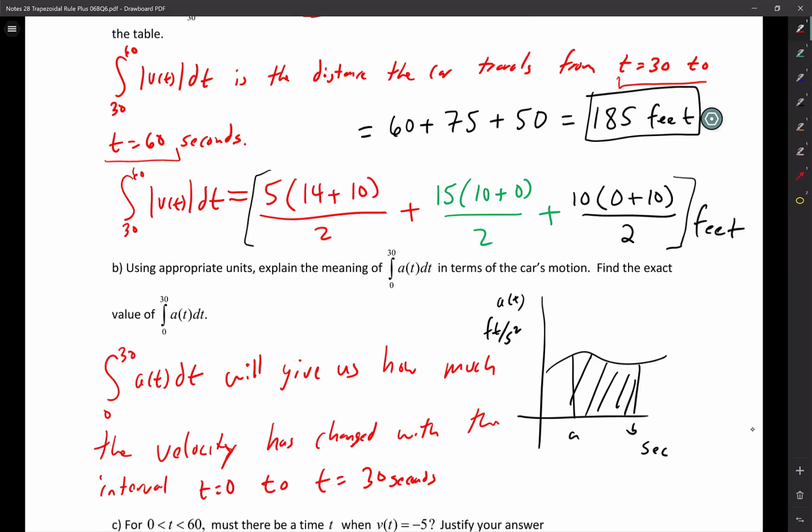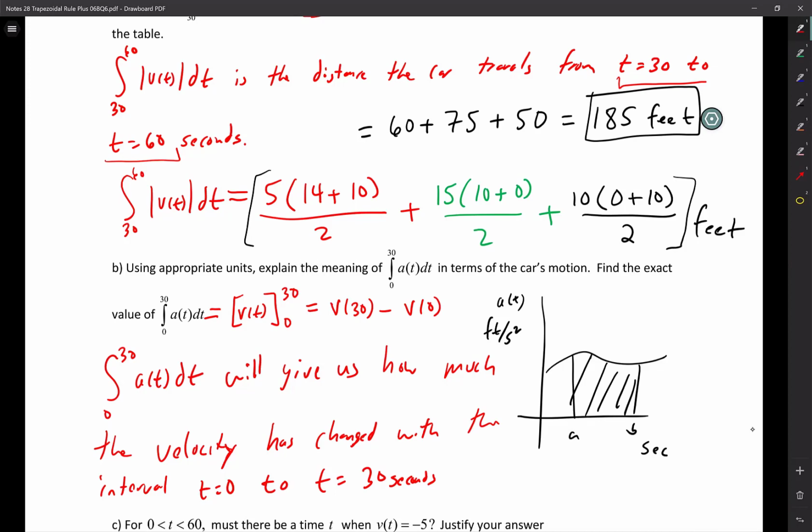Now let's see if we can calculate this exactly. What's the antiderivative of acceleration, guys? Velocity? Yeah. So look, write v of t, do a little bracket, put 0 and put 30. That's what we just did a little while ago. We're going to do upper minus lower: V of 30 minus V of 0.